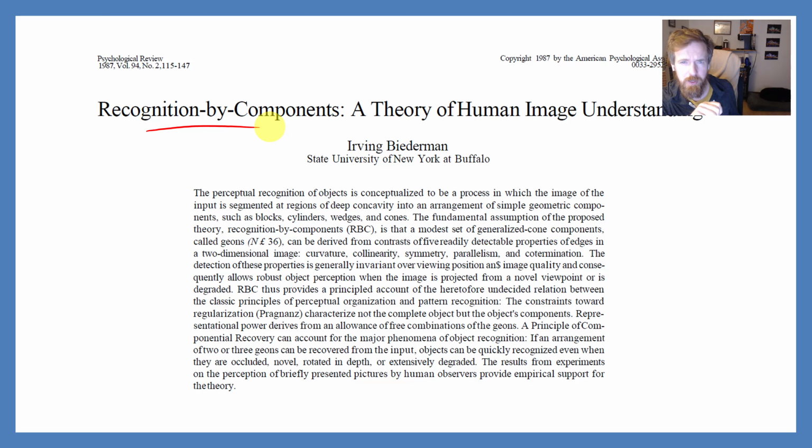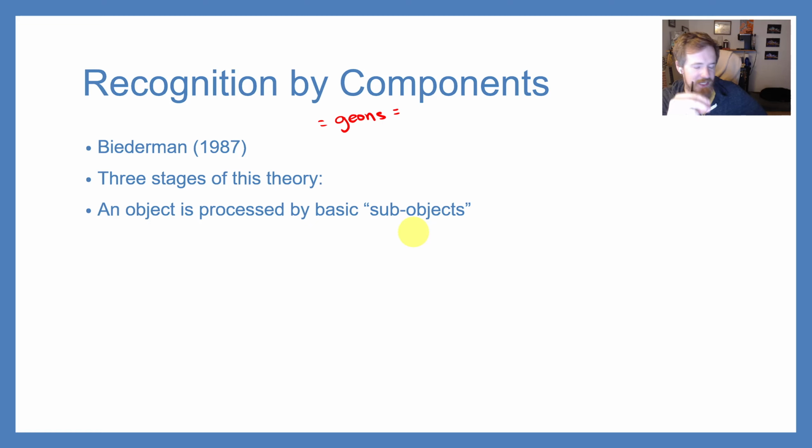But let's get into it. Biederman's whole theory is famous for this notion of geons. So I'm going to go ahead and put that little bug in your head now, this notion of what a geon is. A geon is a sub-object. A geon is the smallest basic shape that you can make.